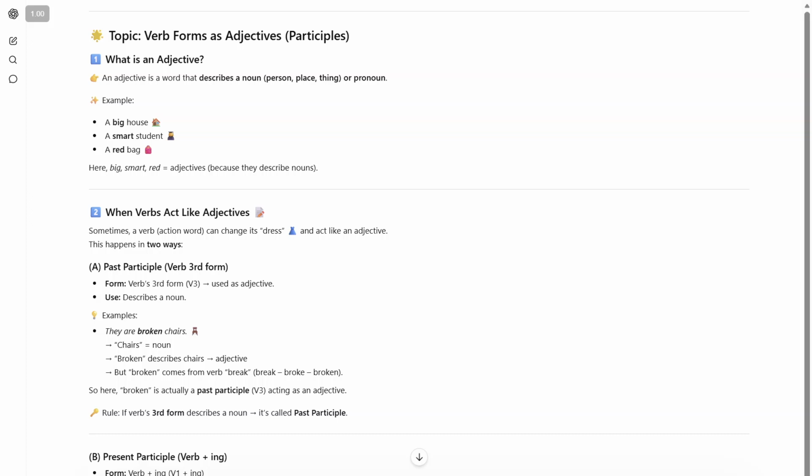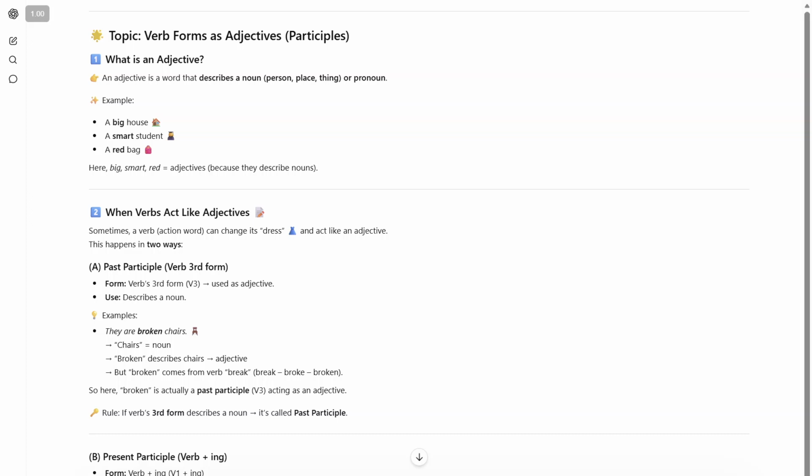When verbs act like adjectives: sometimes a verb, an action word, can change its dress and act like an adjective. This happens in two ways. A, past participle, the verb's third form. Form: the verb's third form, V3, used as an adjective. Use: it describes a noun. Example: they are broken chairs. Chairs is a noun. Broken describes chairs, so it is an adjective.